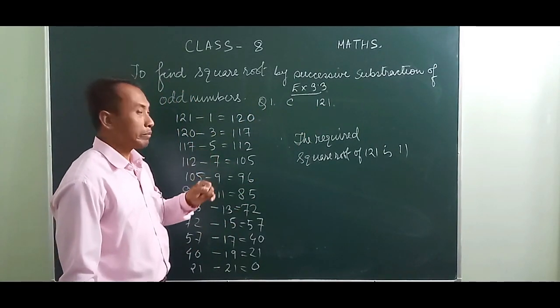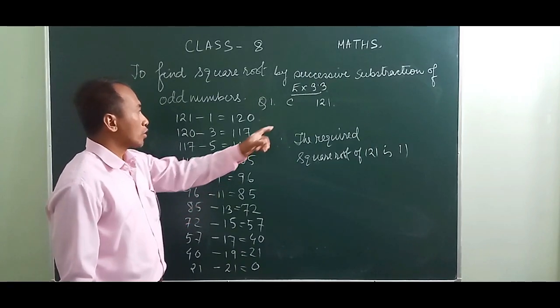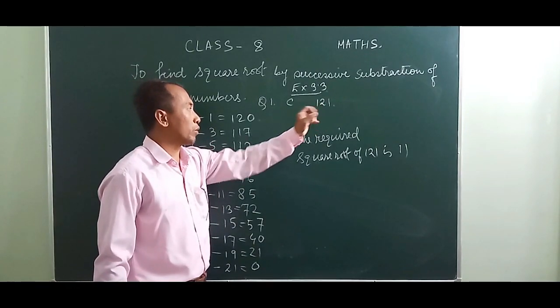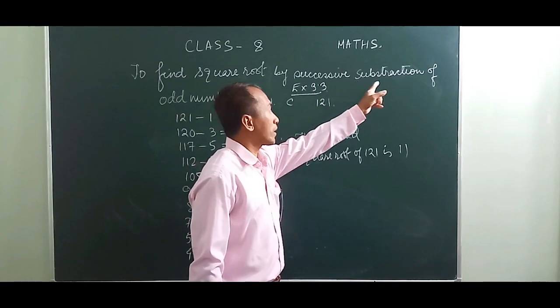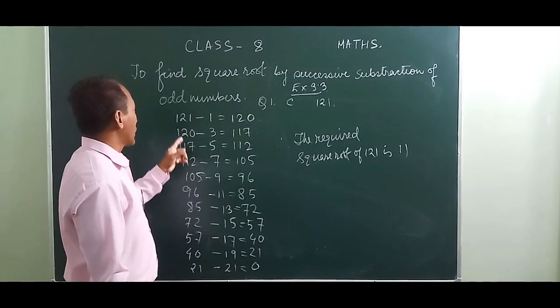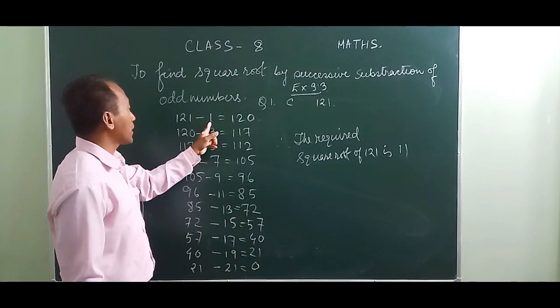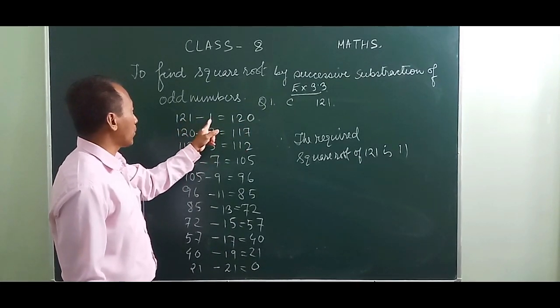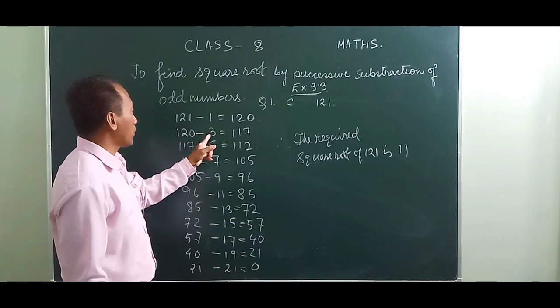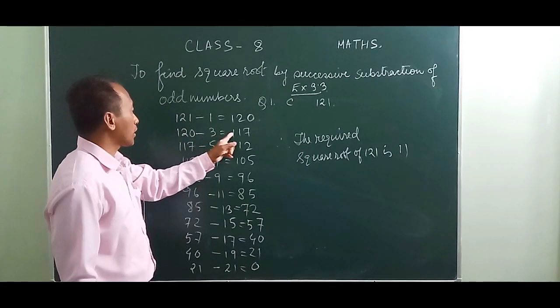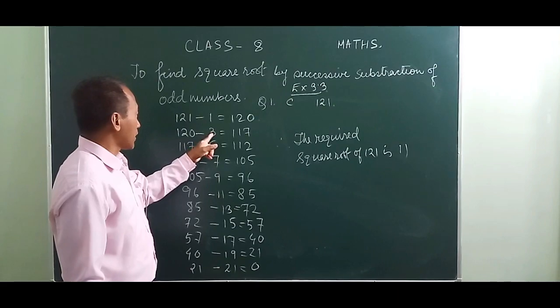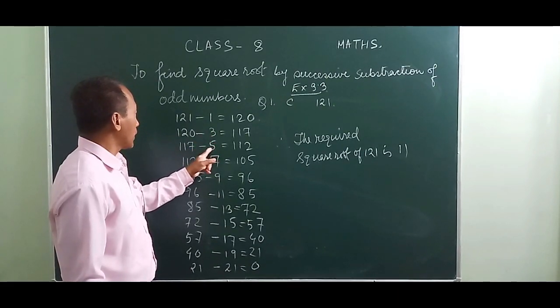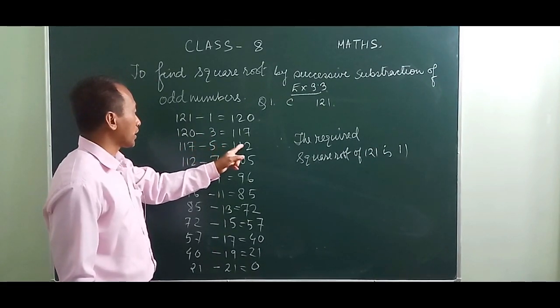I am doing it again because you may find it difficult. So what is the square root of 121 by successive subtraction of odd numbers? 121 minus the first odd number, 1, is 120. The next successive odd number after 1 is 3. 120 minus 3 is 117. The successive odd number after 3 is 5. So 117 minus 5 is 112.